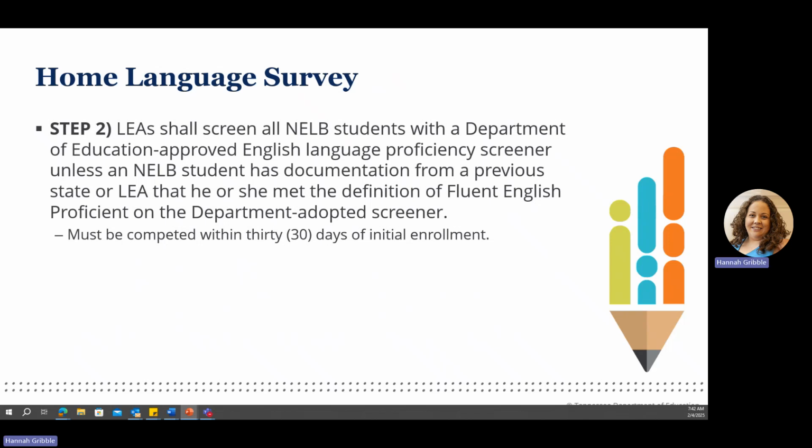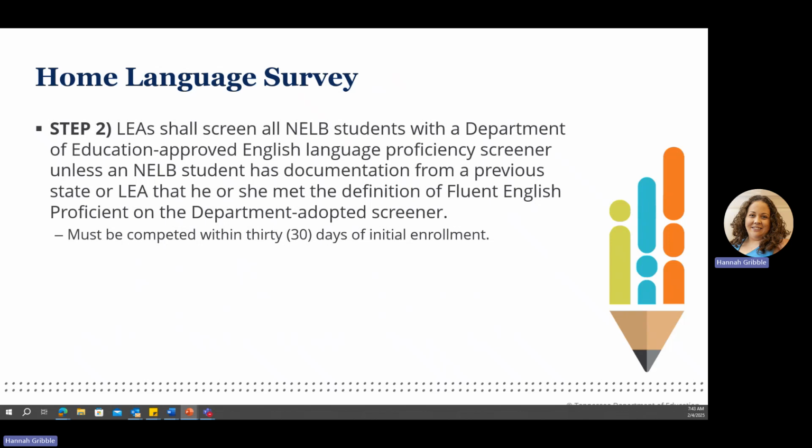If a student comes from another state using the same screener, Tennessee can also use that screener score. However, if a student comes from another state using another English language proficiency screener, the Tennessee LEA must screen that student with the Tennessee Department of Education approved English language proficiency screener.